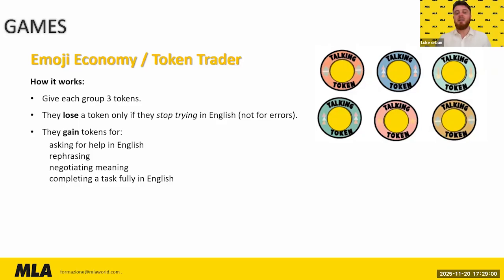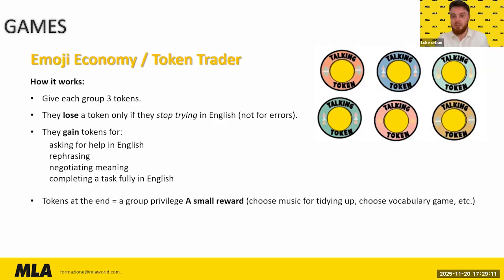Negotiating meaning and completing a task fully in English are ways also for the groups to increase their token counts. And then at the end, obviously, as always, there is a privilege, a small reward. And it could be similar to what Ruth has already mentioned. So maybe choosing music to tidy up or to play in the next lesson. Can choose a vocabulary game.